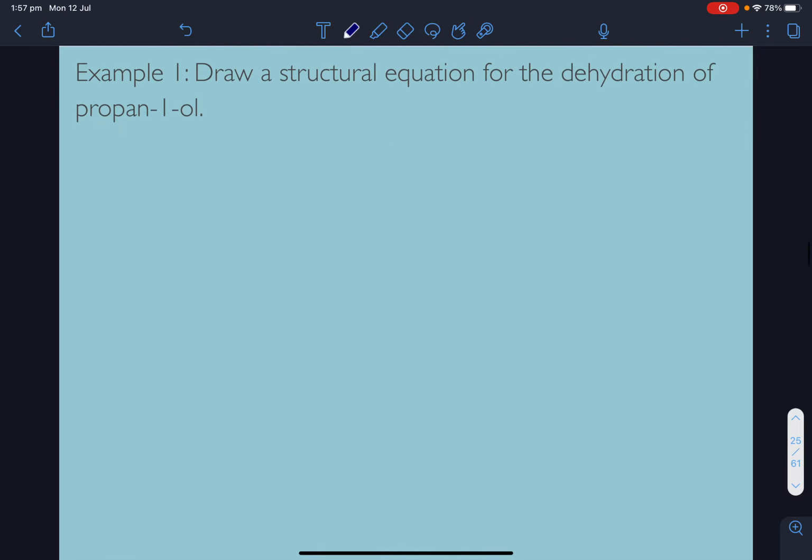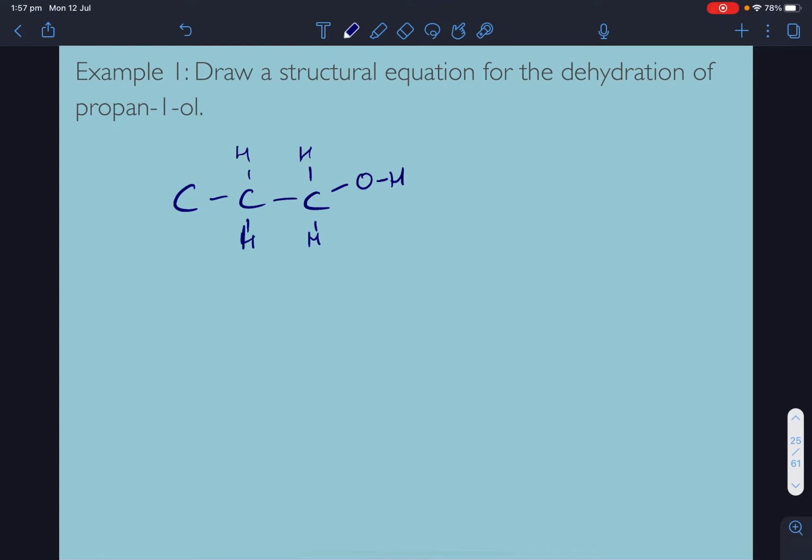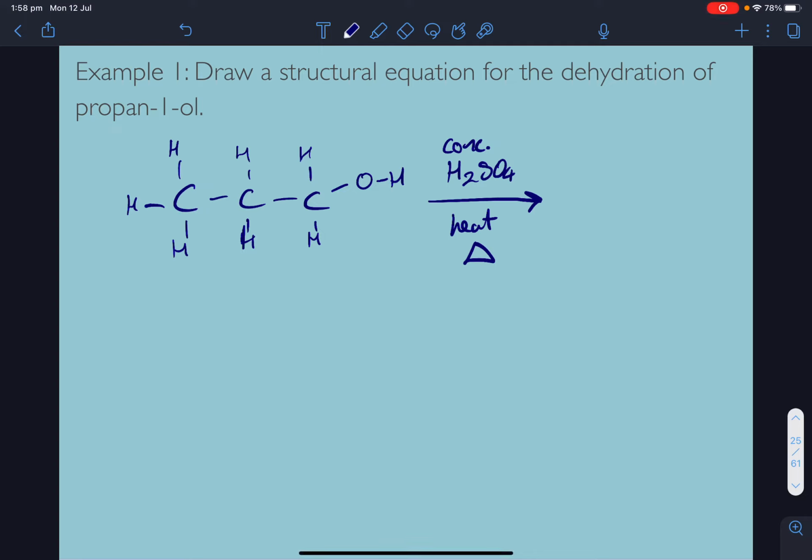Okay, examples. Draw a structural equation for the dehydration of propane 1-ol. Let's draw propane 1-ol. 1, 2, 3, meth, eth, prop. So there's our backbone. We'll have the alcohol on our number 1 carbon, so we'll put our hydrogens in. And it's a dehydration reaction, so we've got our reaction arrow. The conditions are concentrated H2SO4 and heat. Sometimes you'll see heat represented by a capital delta.